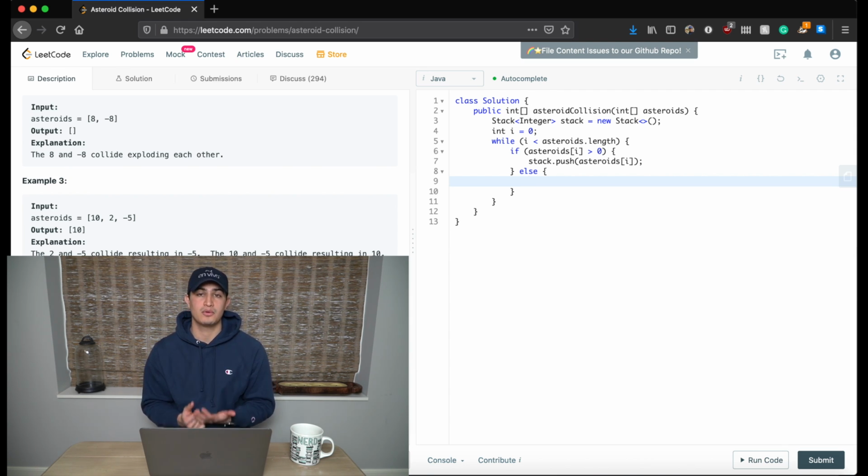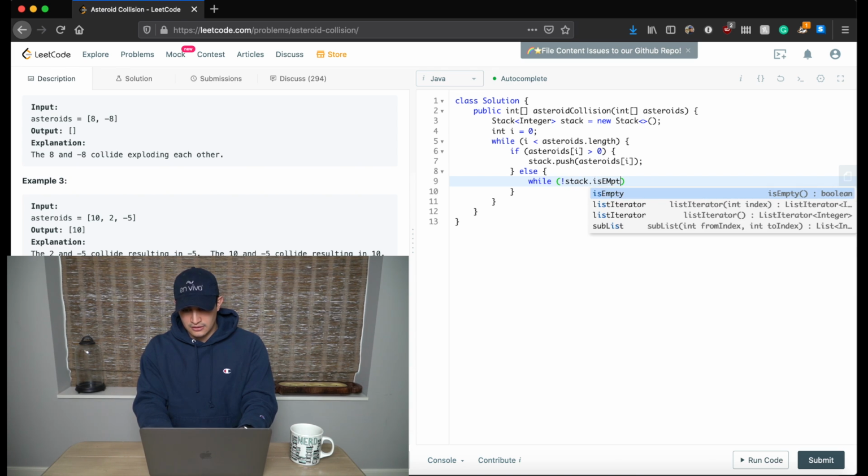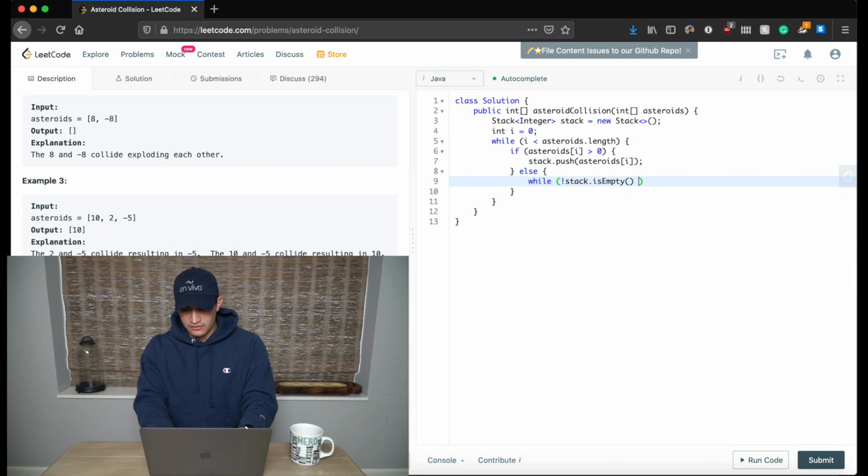So whatever we're going to collide with first, if we're on a negative asteroid, is whatever's at the top of our stack. So the first thing we want to check is while our stack is not empty. So that will let us know if we actually have something to collide with. And the thing at the top of the stack, if that's greater than 0, and if the current asteroid that we're on is greater than whatever's at the top of the stack, right? So I'll say stack.peek, if that's less than asteroids[i].